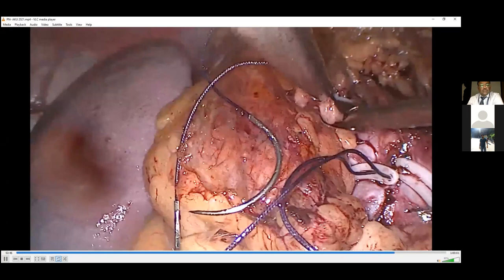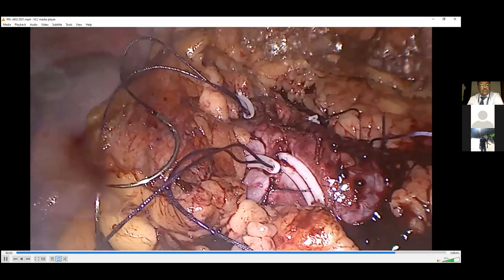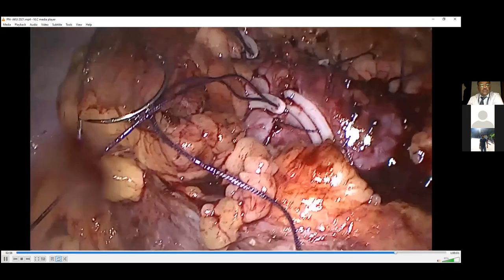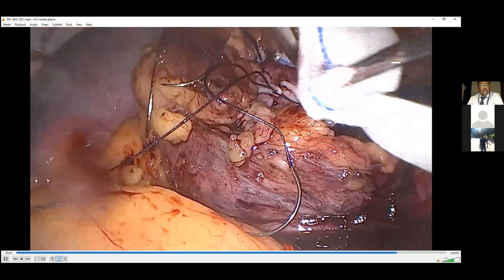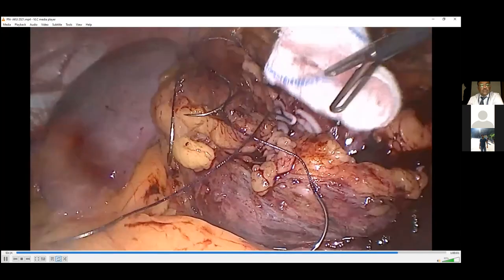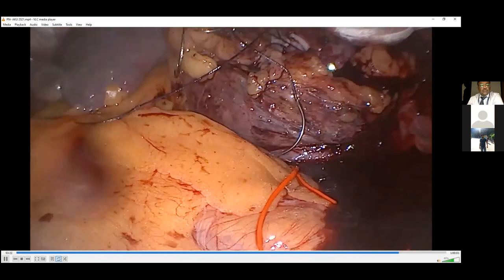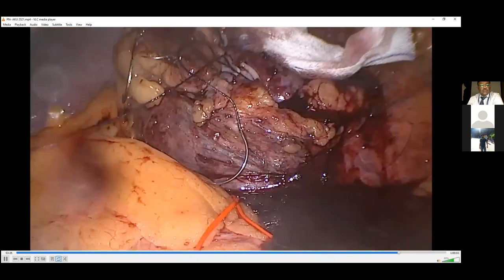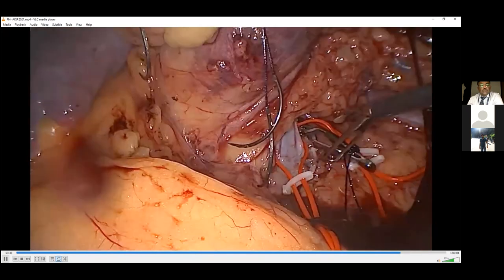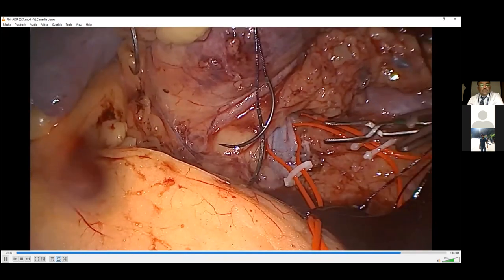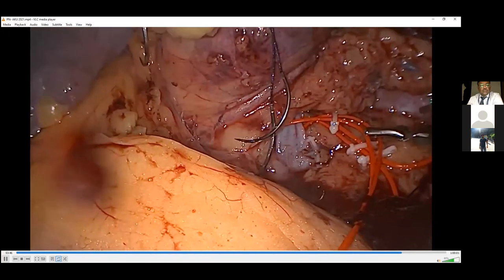So once I've applied these stitches, I will quickly go down and put a bit of swab there, just getting ready in case there's any small loose bleeding, it can look after it. And then go back to the area to take the bulldog clamp off. So coming down there again, I can see it there, take it off, drop it down there, and come back to the top.